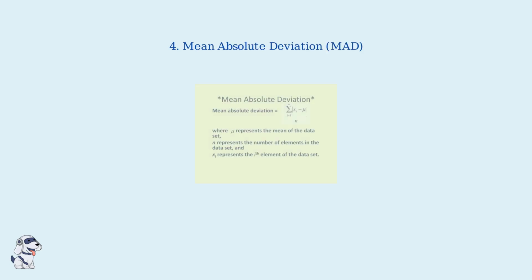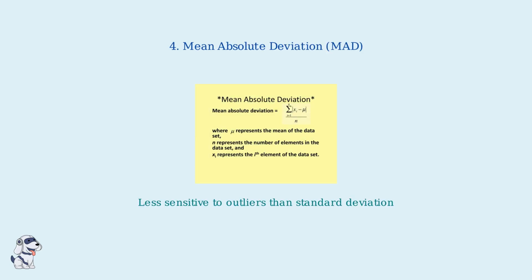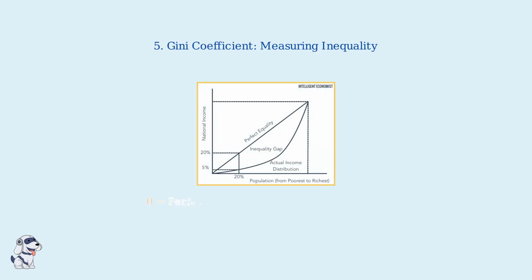Mean absolute deviation, or MAD, measures the average distance of data points from the mean. Unlike variance, it doesn't square the deviations, making it less sensitive to extreme outliers. The Gini coefficient measures inequality in a distribution, commonly used in economics and increasingly in public health. It ranges from 0, indicating perfect equality, to 1, indicating maximum inequality.